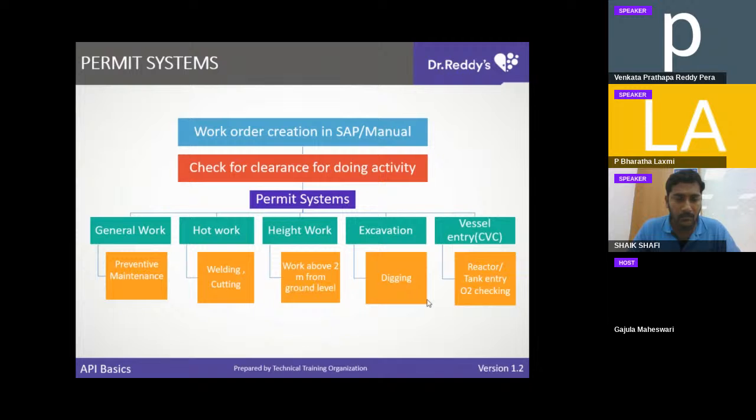Again, the work permit system. When we are doing work in the API industry, we take a general work permit. If you are doing work like welding or cutting, we take a hot work permit. If you are working at heights, we take a height permit. If we are digging anything, we take an excavation permit. And if we are entering a confined space, we take a vessel entry permit. These are the different types of permit systems we use to control the risks involved in the activity.